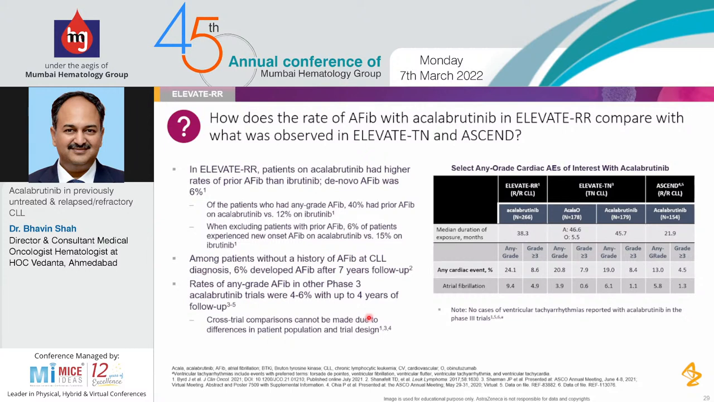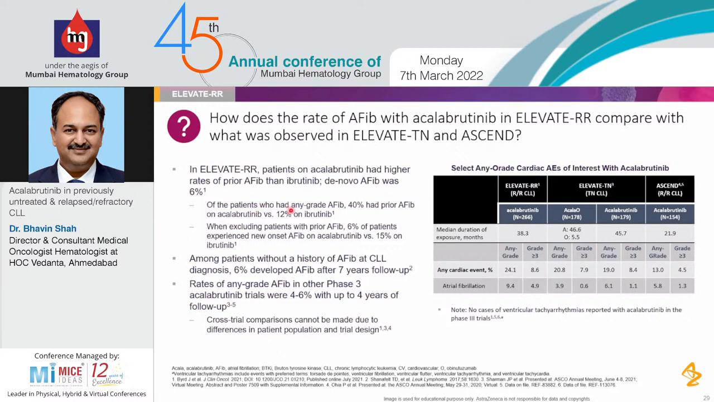Another important question is, how does the rate of atrial fibrillation with acalabrutinib in ELEVATE-RR compare with that observed in ELEVATE-TN and SN, where it was on the lower side? The incidence of atrial fibrillation in ELEVATE-RR was around 9.4% with acalabrutinib, whereas in ELEVATE-TN it was less than 5% with acalabrutinib plus obinutuzumab or 6% with acalabrutinib monotherapy, and in the SN trial it was around 5.8%. On further evaluation, it was found that in ELEVATE-RR, patients on acalabrutinib had a higher rate of prior atrial fibrillation than ibrutinib, but de novo atrial fibrillation was only in 6% of the patients.